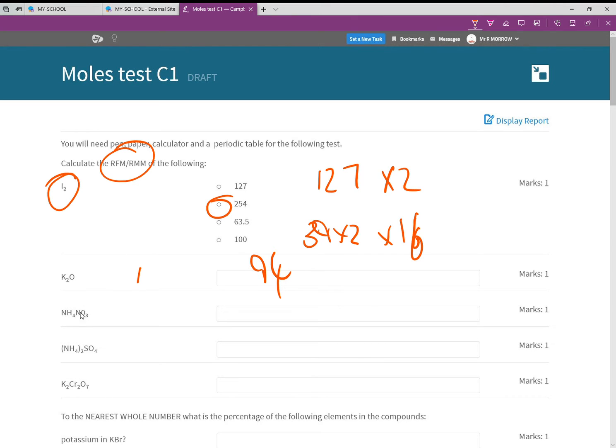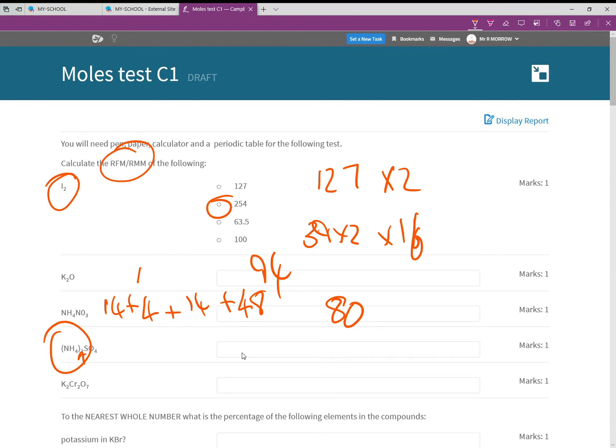Then we have ammonium nitrate, so we have a nitrogen at 14. We have 4 hydrogens, okay, each of which are 1, so it's 4 in total. We have another nitrogen in there, and we have 3 oxygens, which are 16 each. So that gives me in total 48 for the oxygens, okay. So it gives me a total of 80.